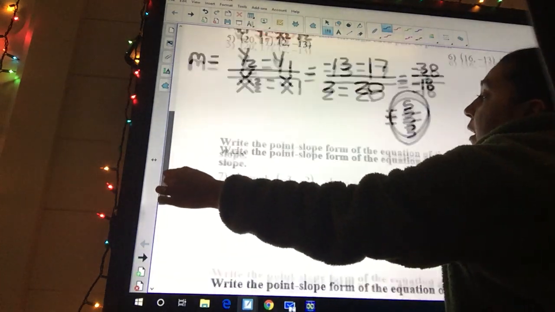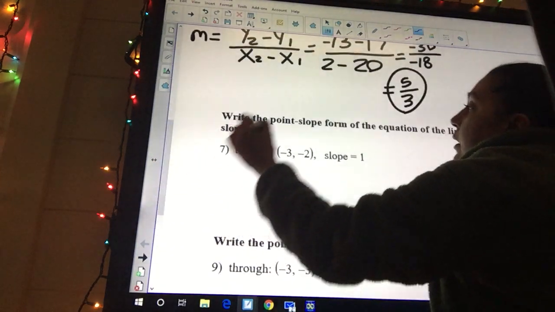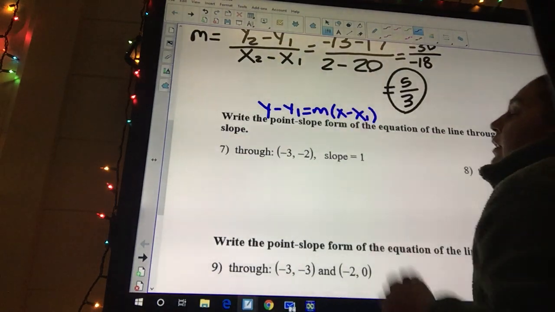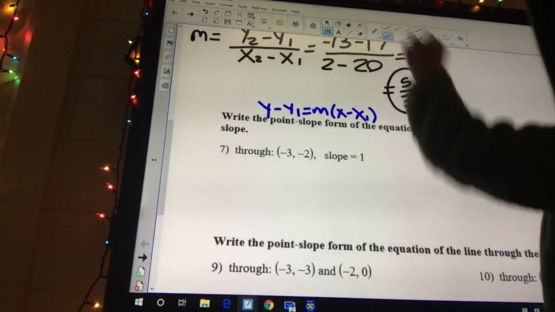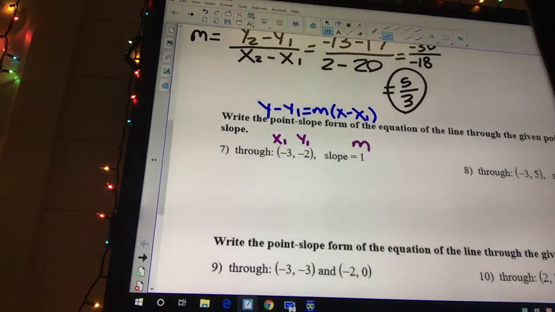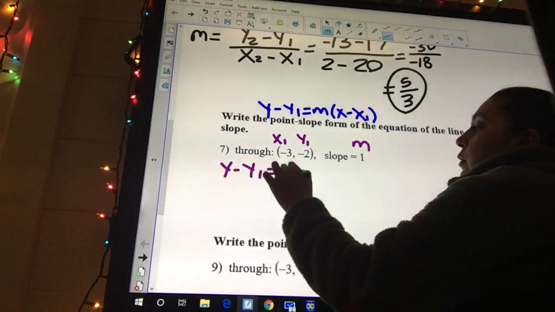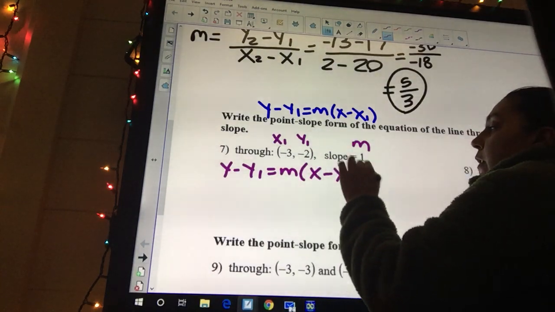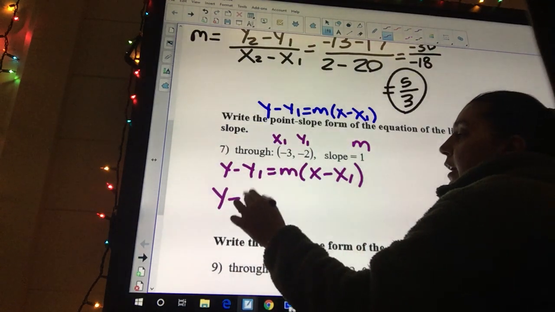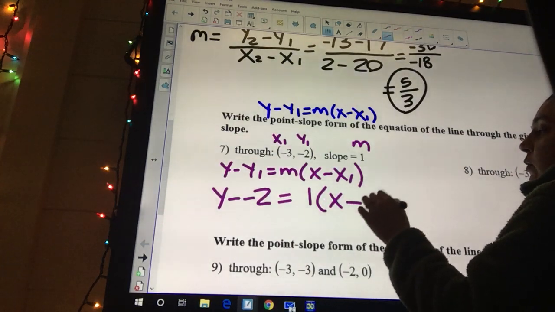The next one says write the point slope form. Point slope form is going to be y minus y1 equals m times x minus x1. This is what we need our answer to look like. We have a point, x1, y1, and we have a slope, which we always say is m. So I got y minus, my y1 is -2, my m is 1, x minus, my x1 is -3.